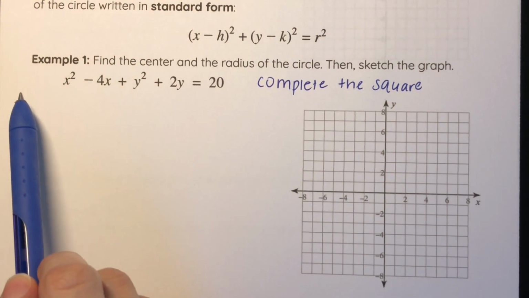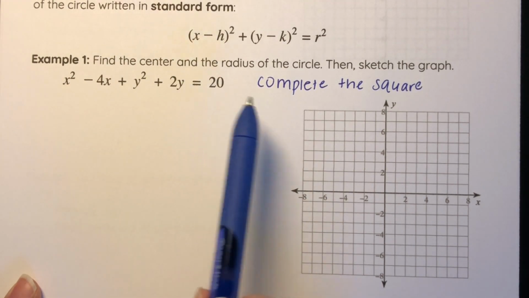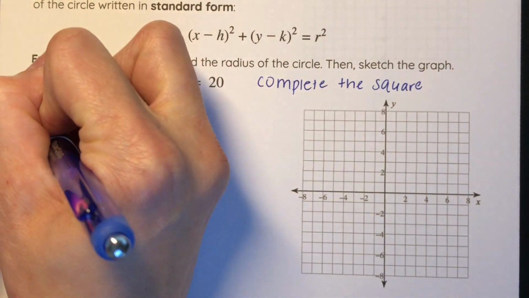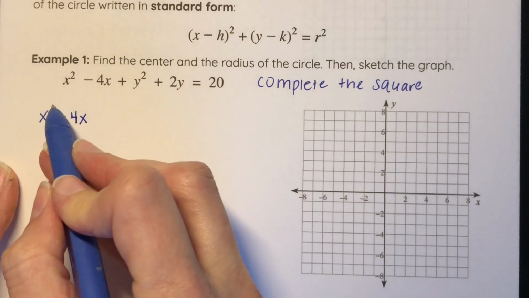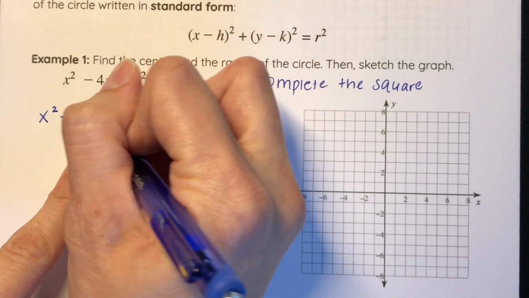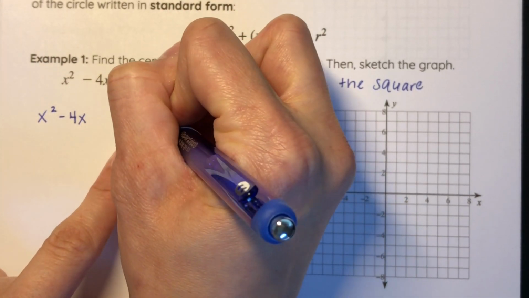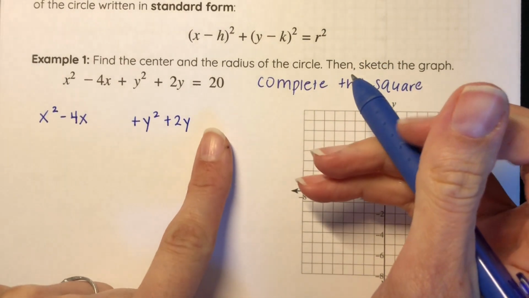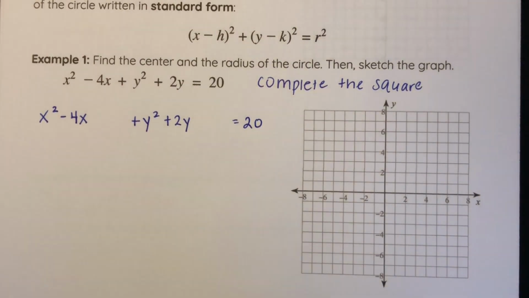So what I'm going to do, just like we did before, is take my equation and give myself some placeholders. I like to work on this all at once, so I'm going to write my x terms, x squared minus 4x, and I'm going to leave a space there for my constant. And then I have my y terms, y squared plus 2y, and then I'm going to leave a space for my constant, and then I'll have my right-hand side equal to 20.